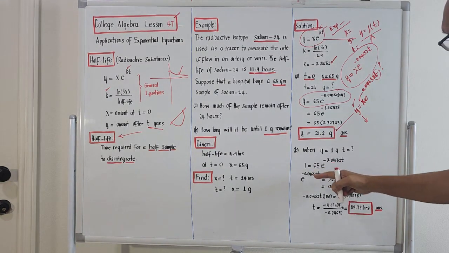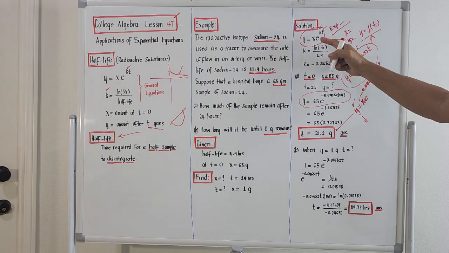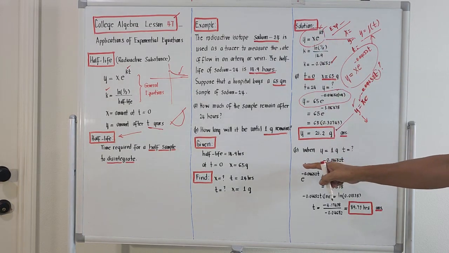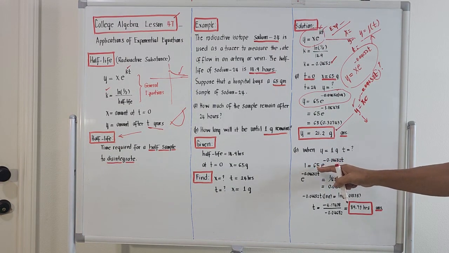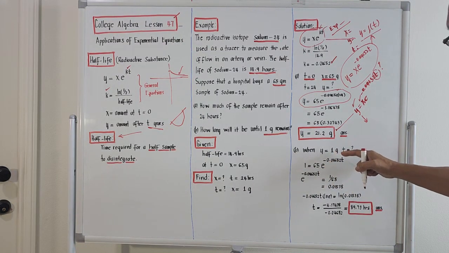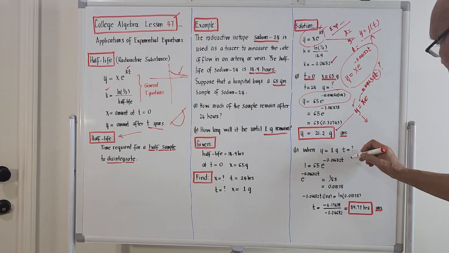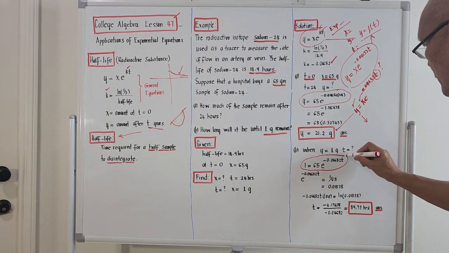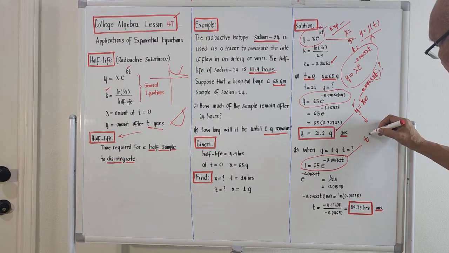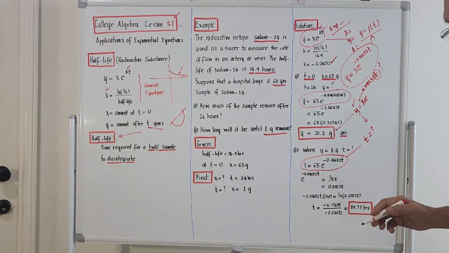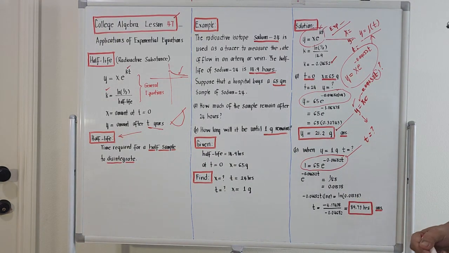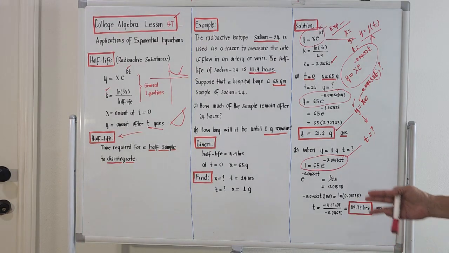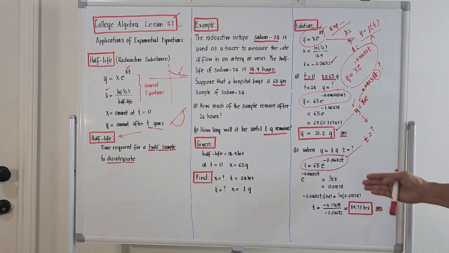So from this equation here, we use this equation. Y is equal to 1, and this should be equal to x, which is 65, times e raised to negative 0.04652 times time. So after the substitution, the only unknown is time. And by using our knowledge of the laws of exponents, we could simplify this one.